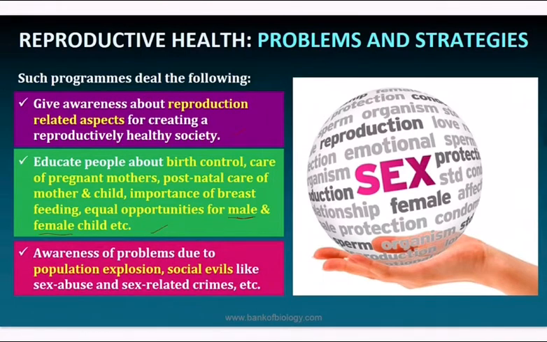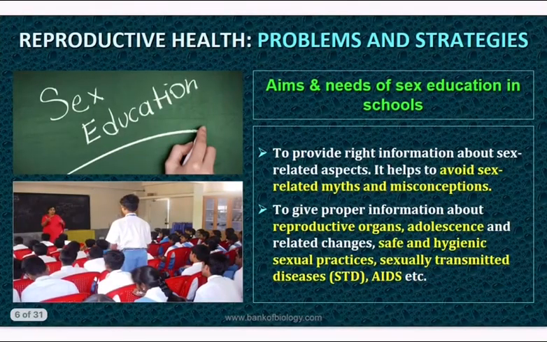In this way, we are lagging behind. Still, there is discrimination between the male and the female child. Awareness of problems due to population explosion, and social evils such as sex abuse and sex related crimes. Of course, we still have to improve a lot in this compared to European countries. There are nagging issues related to sex abuse and sex related crimes. Unfortunately, in the major metropolitan cities, these crimes are on the rise.